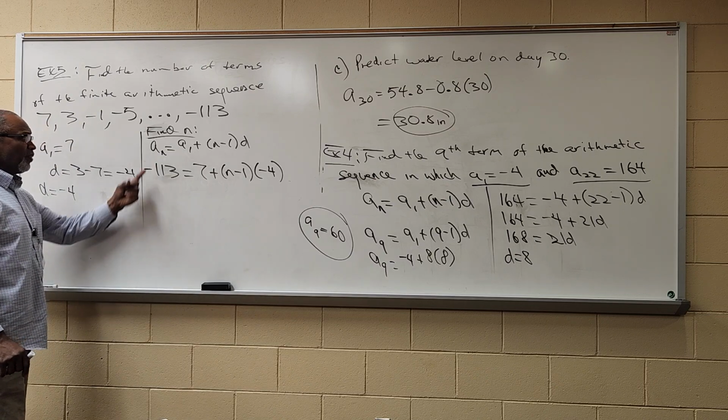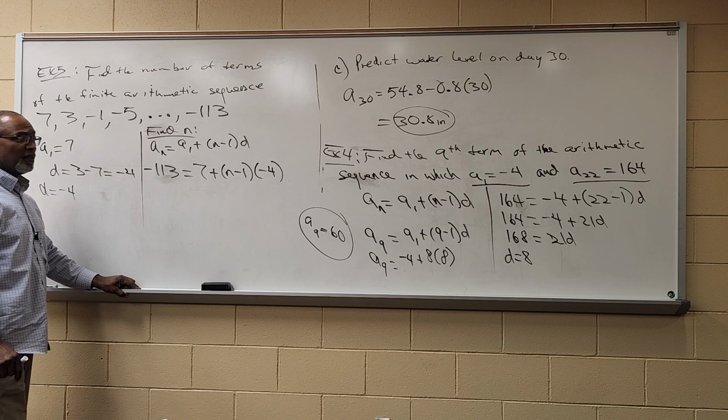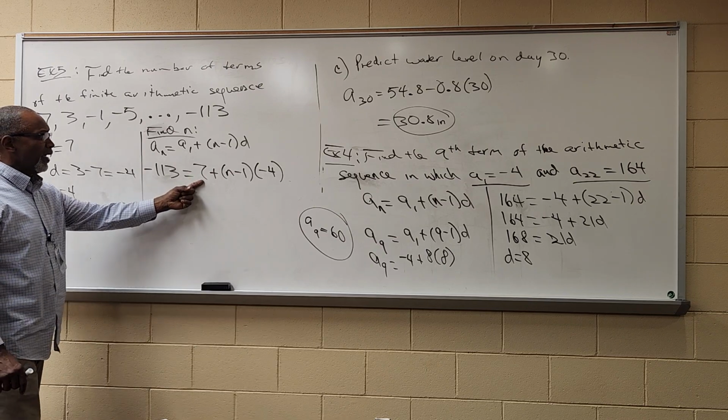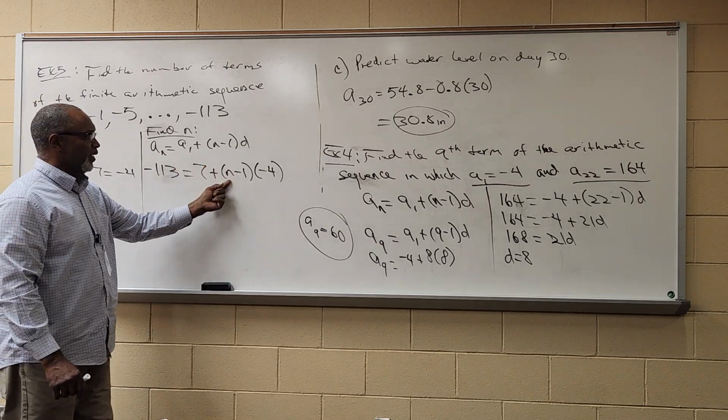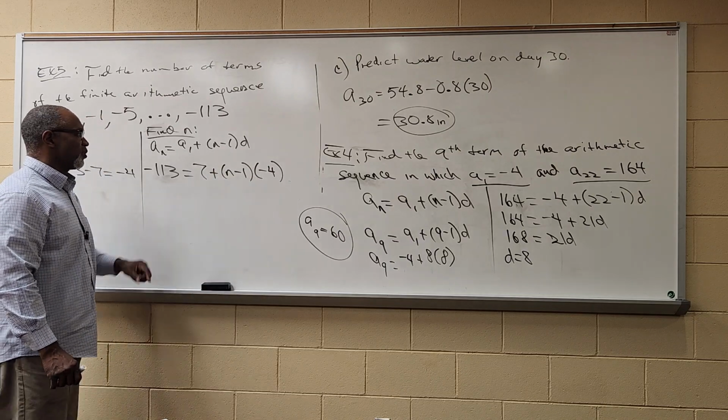Okay? I knew the last term, I just don't know what the N is. The last term was negative 113, A1 is 7, N minus 1, I don't know N, leave that as it is, D is negative 4. I can use that to solve for N.